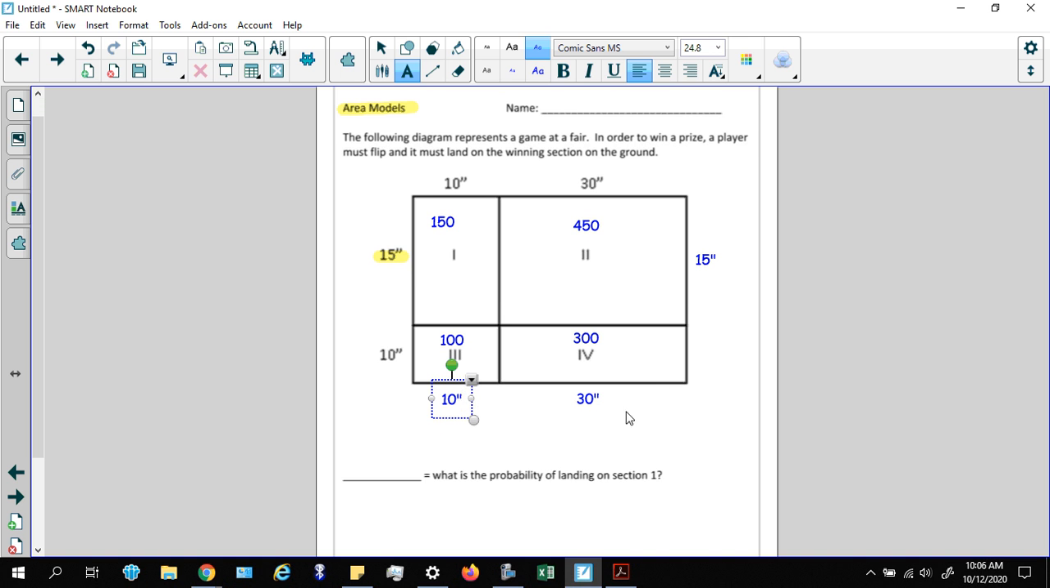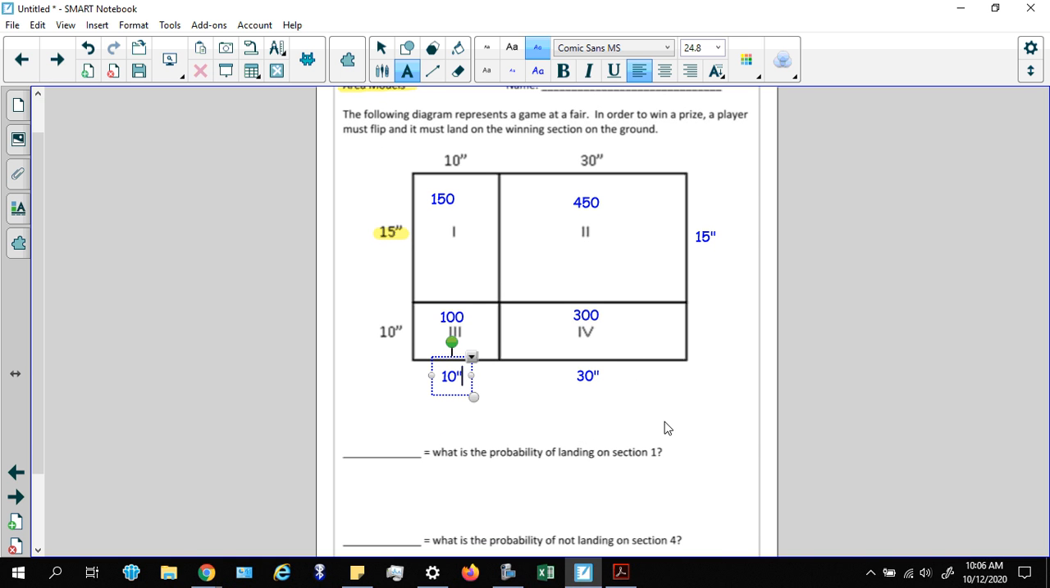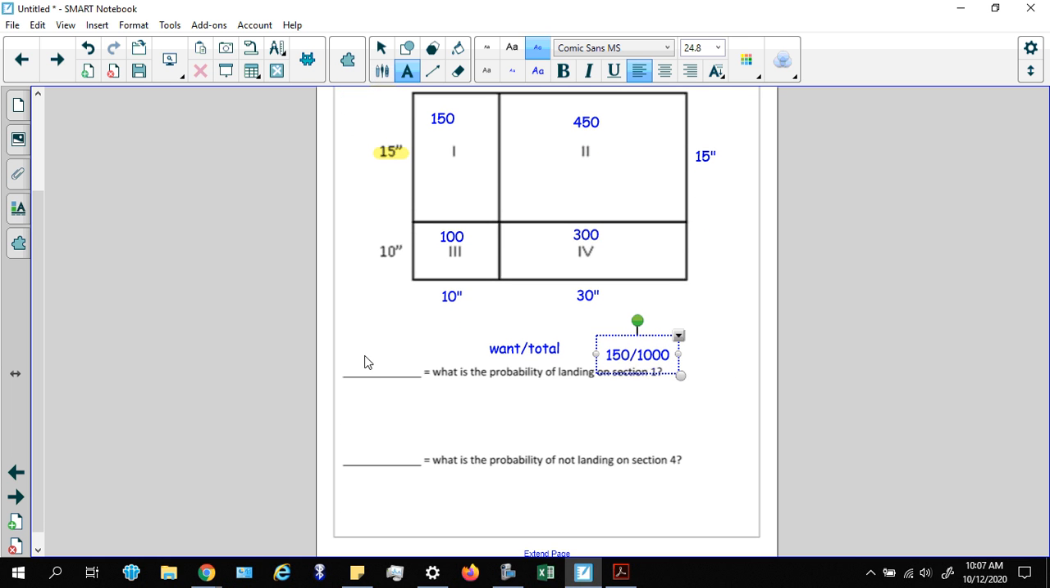Now, it says, what is the probability of landing on section one? When you're dealing with probability, this is the kind of relationship you're dealing with: what you want divided by the total. What I want is section one. Section one is 150 square inches, but the total of this whole thing, I believe, is 1,000. And yes, it is. So the probability is 150 divided by 1,000, which would be 15%.